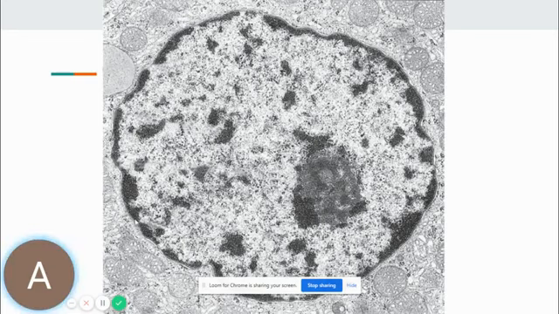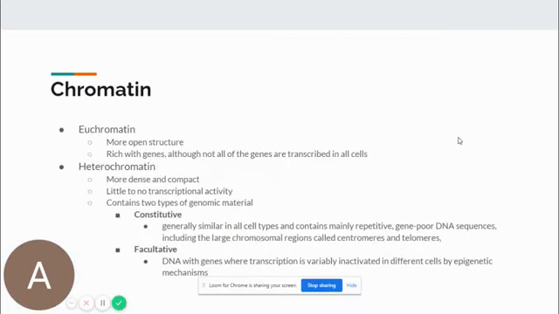Okay, as you can see in this picture, they are more concentrated along the nuclear membrane. The heterochromatin is more concentrated along the nuclear membrane, while the euchromatin is more widely dispersed. Of course, this here is the nucleolus. Okay? So euchromatin has a more open structure. It is rich with genes, although not all genes are transcribed in all cells. Heterochromatin, on the other hand, is more dense and compact. There is little to no transcriptional activity and it contains two types of genomic material.